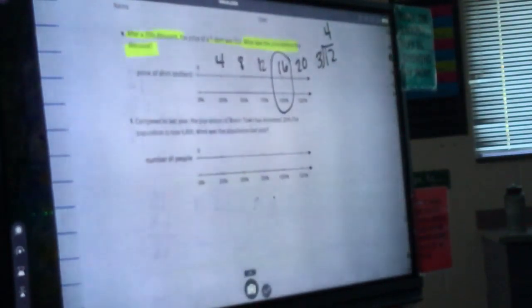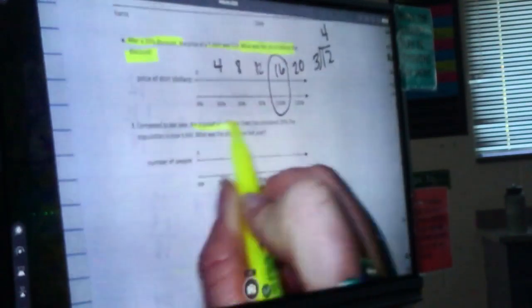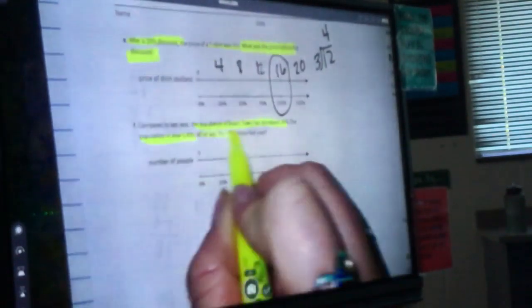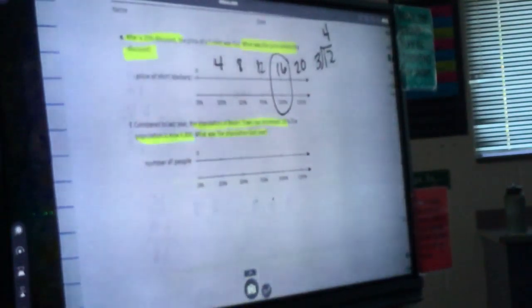So it says compared to last year, the population of Boontown has increased by 25%. The population is now 6,600. What was the population last year? So what number goes with 100? What number goes with 125? So explain your process. Explain your process and what you did.